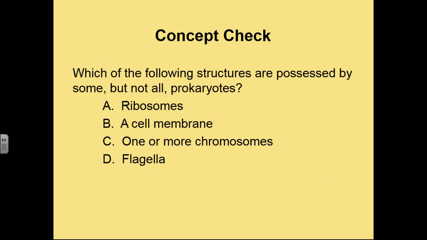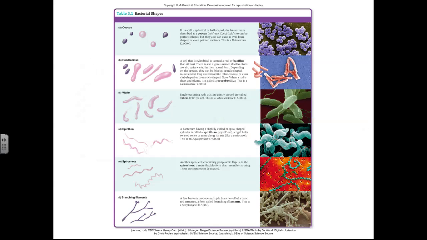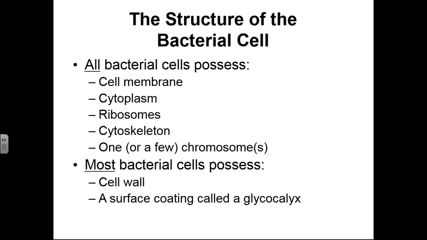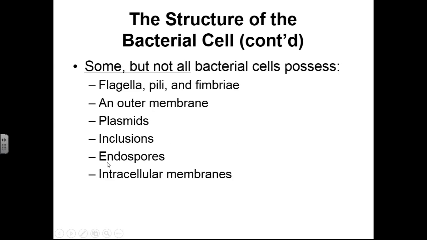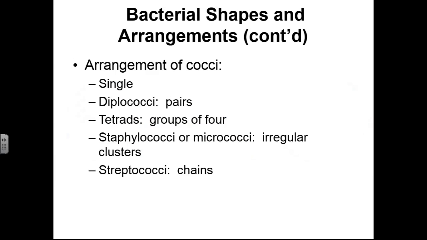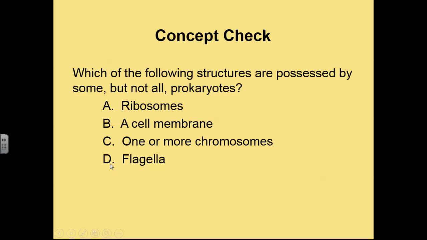Let's go over the answer right now as a class. What is going to be in some but not all prokaryotes? I'm going to rewind here. All prokaryotes have a cell membrane, cytoplasm, ribosome, cytoskeleton, and a couple chunks of DNA. Some, or most, will have a cell wall or a glycocalyx, and some, but not all, will have a flagella, outer membrane, plasmid, inclusion, endospore, intracellular membrane. So I go back to the question. The correct answer is D, flagella. Some, but not all, prokaryotes will have a flagella, but all prokaryotes will have a ribosome, a cell membrane, and a chromosome.